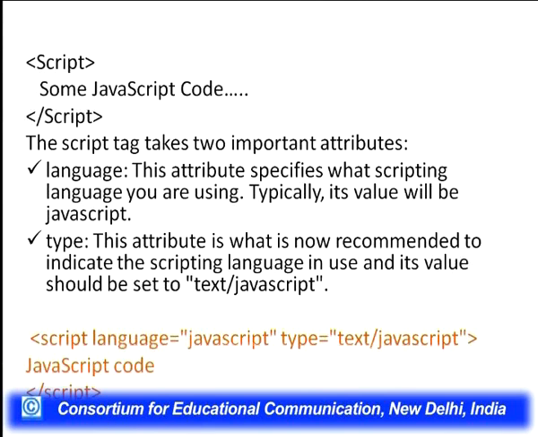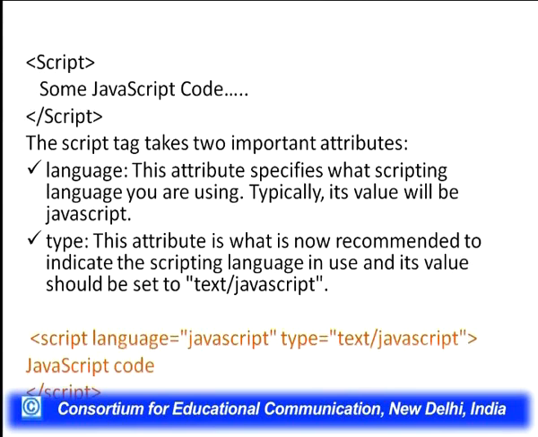Now the script tag that we are shown here has two important attributes. The first attribute is the language attribute. This attribute specifies what scripting language you are going to use. Its value, generally if you are using JavaScript, will be JavaScript. If you are using any other type of scripting language, like VB script or something else, then you will put that. But the most popular scripting language commonly used nowadays is JavaScript, so you will put JavaScript.